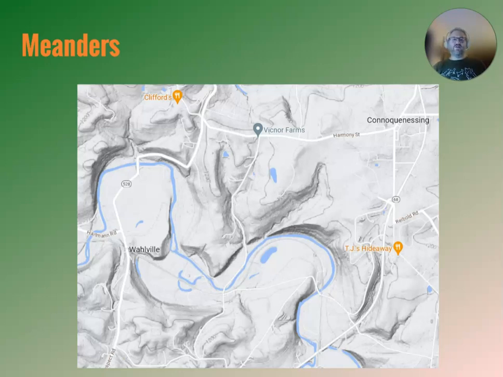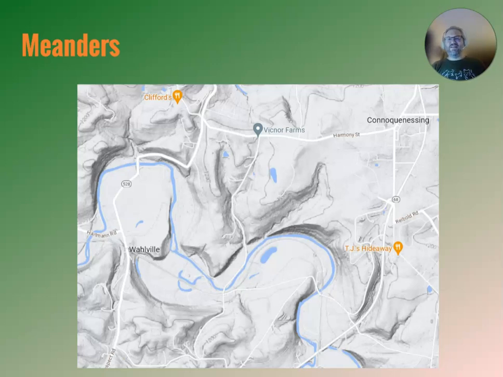Let's look at an actual place not too far from us at Slippery Rock. So this is the Connoquenessing Creek just south of the town of Connoquenessing. So you can see the stream running through the middle of this map here, and it's flowing generally from east to west here. And you can see it's making several big meanders. There's several big twists and turns of the creek as it's going. And if you look at the two meanders that are kind of looping northward, so there's one right there by the TJ's Hideaway label, and then another one south of the Clifford's label.